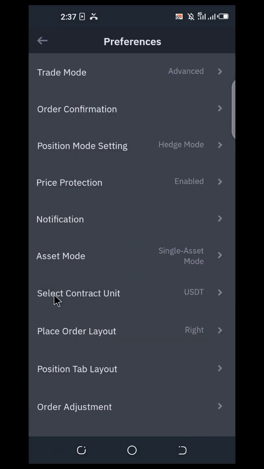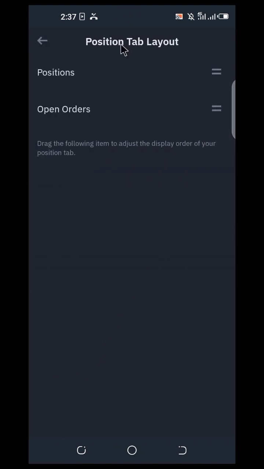And then the next option we have here is the position tab layout. Remember I've explained to you that when you open a limit order, it is going to be under open orders, and if you open a market order, it is going to be triggered, so that one is going to be under positions. So your positions come first before the open orders. That means your market orders come first before the open orders. But if you want the open orders to appear before the positions, what you're going to do is click on this icon and drag it to the top, and then it will change the position. So right now my open orders are first, and then my positions are second.